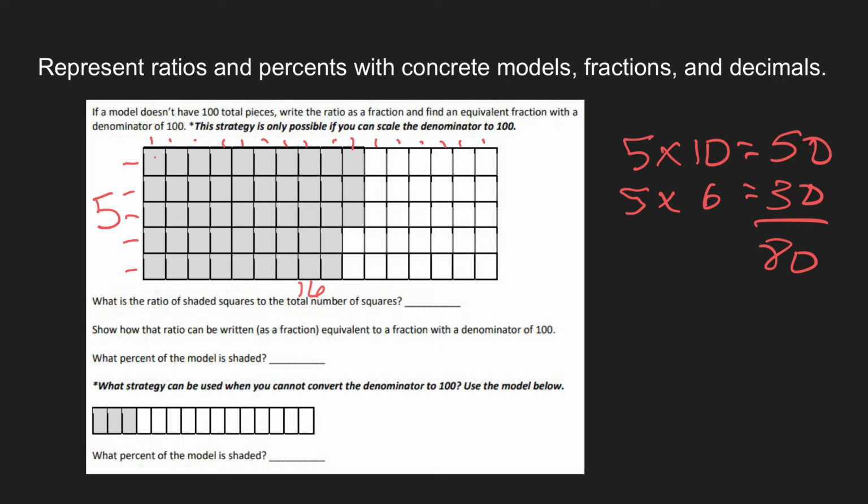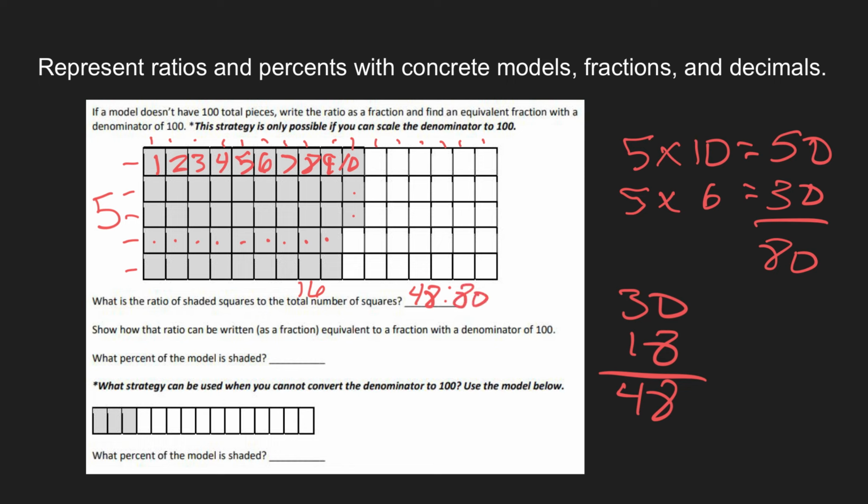Yep, so 1, 2, 3, 8, 9, 10. So 10, or 3 groups of 10. So that's 30. And then 1, 2, 3, 4, 5, 6, 7, 8, 9, so plus 18, so 48. So the ratio of shaded squares to total, I would say, would be 48 to 80.